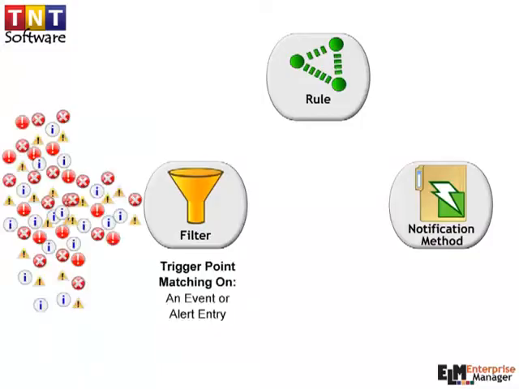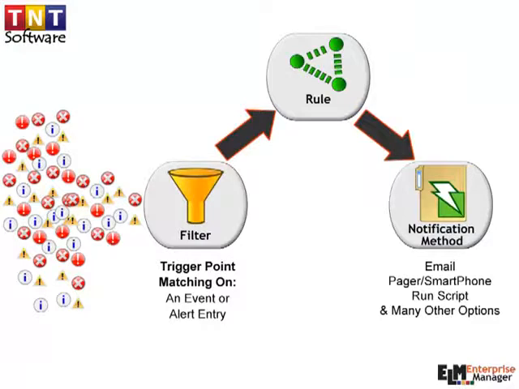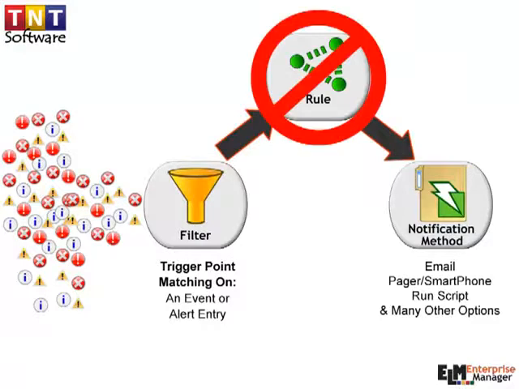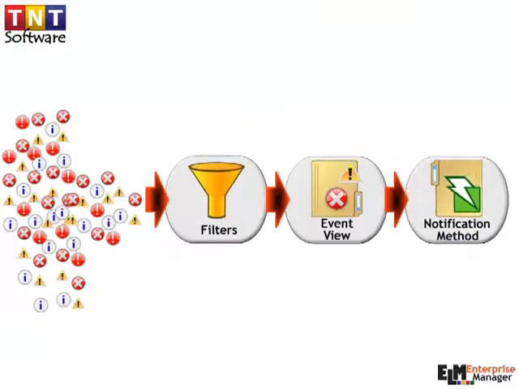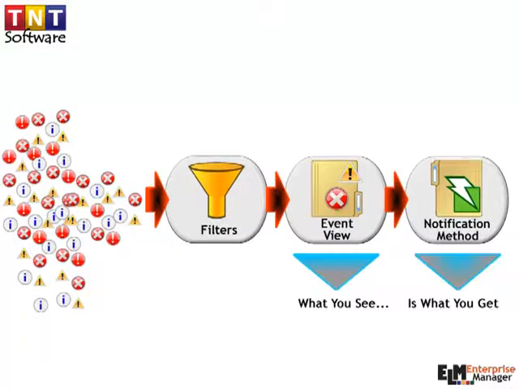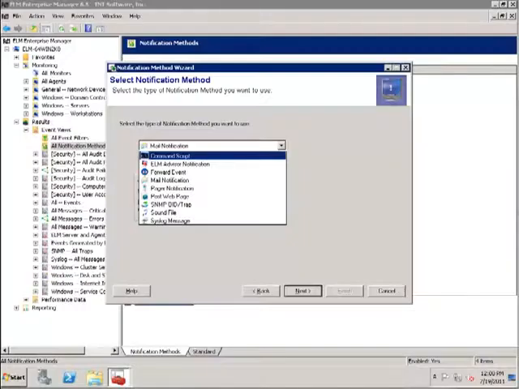Previously, notifications were rules-based, where event filters acted as trigger points and were tied to notification methods based on a rule. Now notification methods are streamlined and are triggered directly from the event views following the what you see is what you get concept. There are several notification methods available in ELM Enterprise Manager, including using a pager, running a command script, and several others. Today we are going to walk through the most common of them all, the email notification.